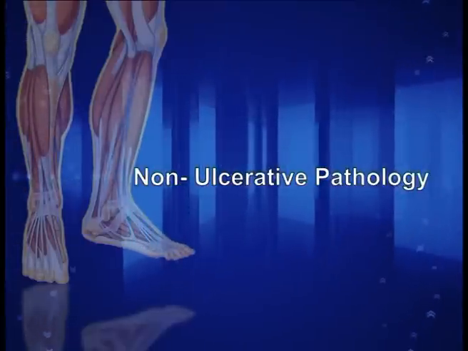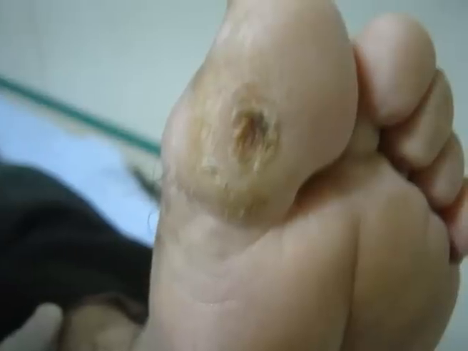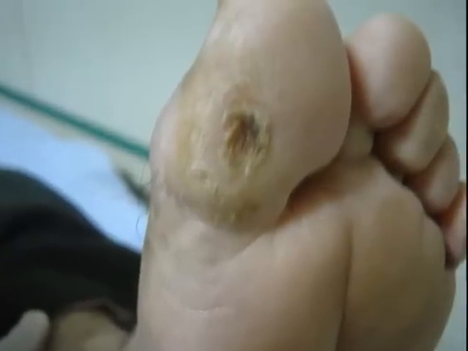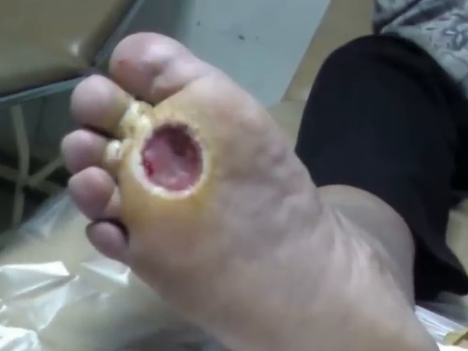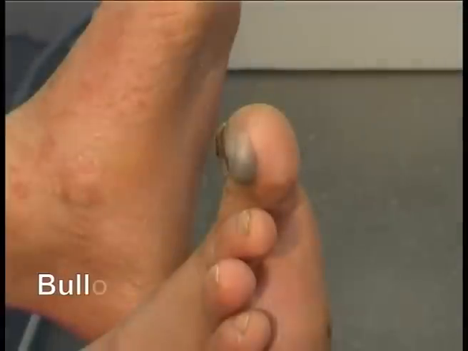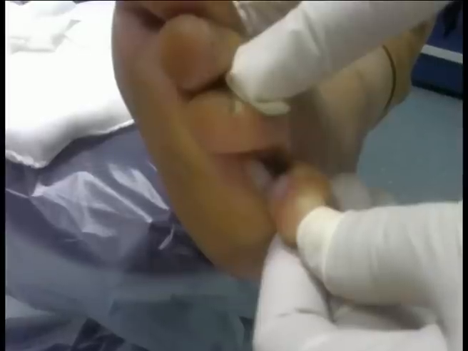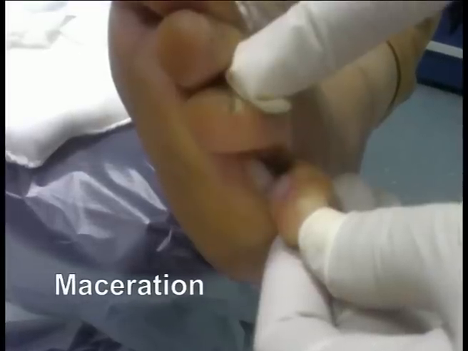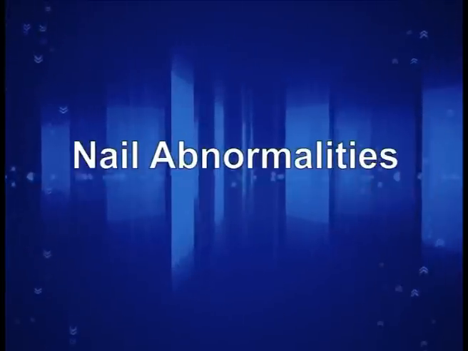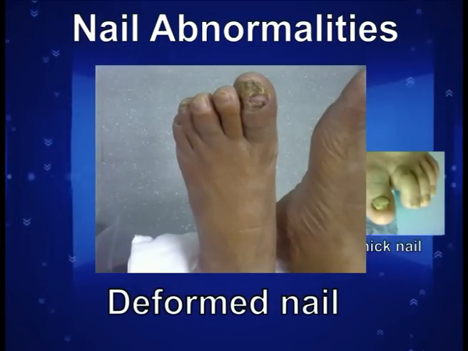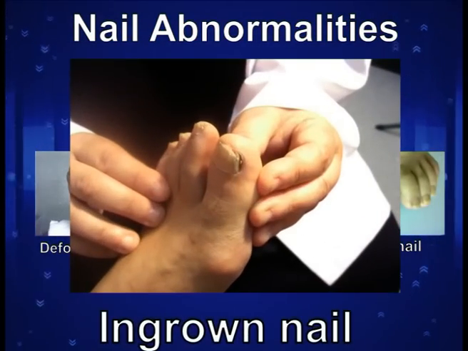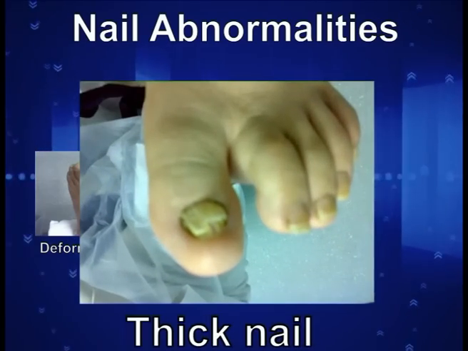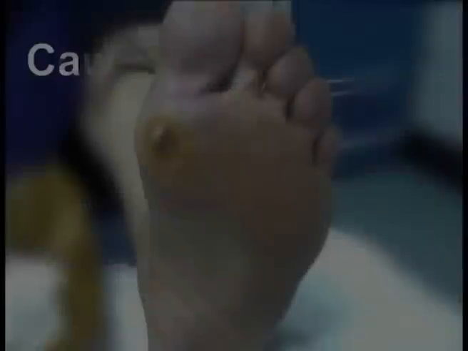Non-ulcerative pathology. There is no trivial lesion of the diabetic foot, as a minor lesion can lead to ulcer. Bulla. Maceration. Nail abnormalities. Deformed nail. Ingrown nail. Thick nail. Callus.